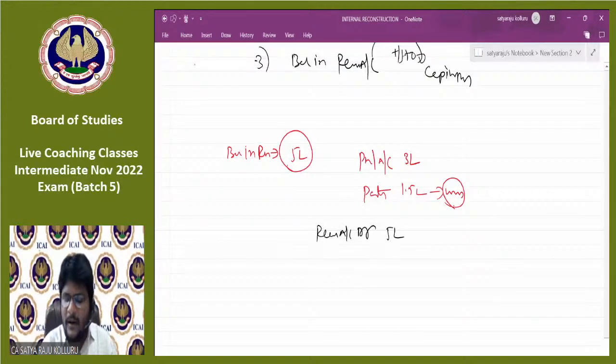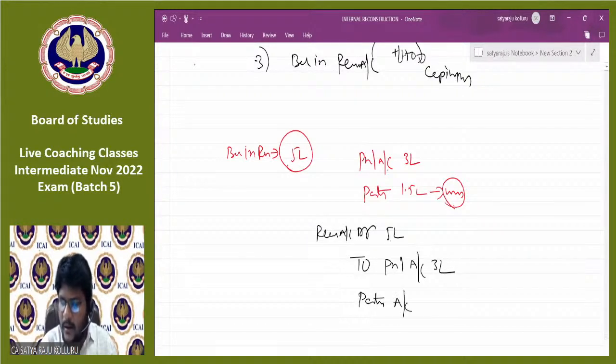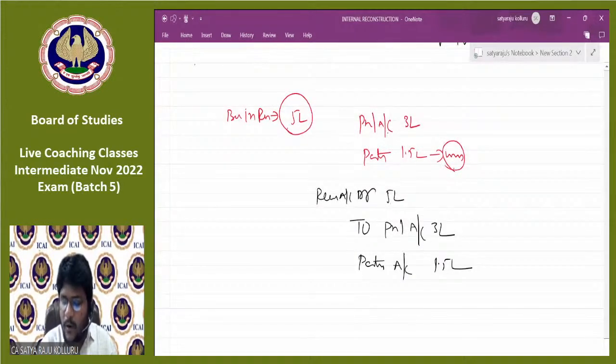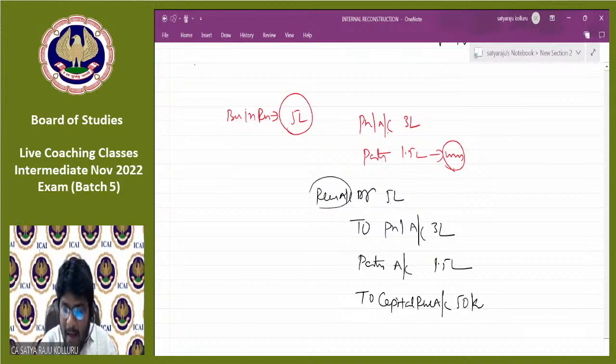Now the balance in reconstruction account, you need to cancel with P&L. P&L account is having a debit balance, so you need to cancel it, that's why you make it credit, 3 lakhs. Patents are assets, having a debit balance, we need to cancel, that's why making credit 1.5 lakh. The remaining 50,000 is the profit. The profit you need to transfer to capital reserve account, which is 50,000. Do you understand? That's why any balance under reconstruction account you can transfer to capital reserve.